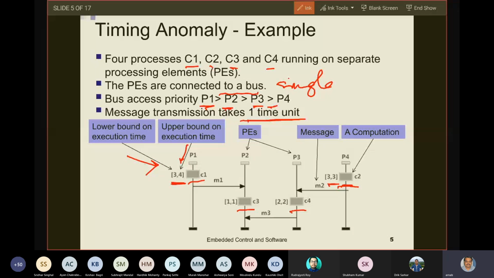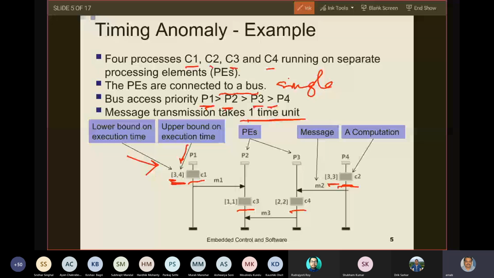Right. So then you have found out that the lower bound on your time, which is the best case execution time, is 3, and the worst case execution time is 4 for C1. All other times are fixed. For example, C3 takes 1 unit of time, both in the best and worst case. C4 takes 2 units of time, both in the best and worst case, and C2 takes also 3 units of time, both in the best and worst case.